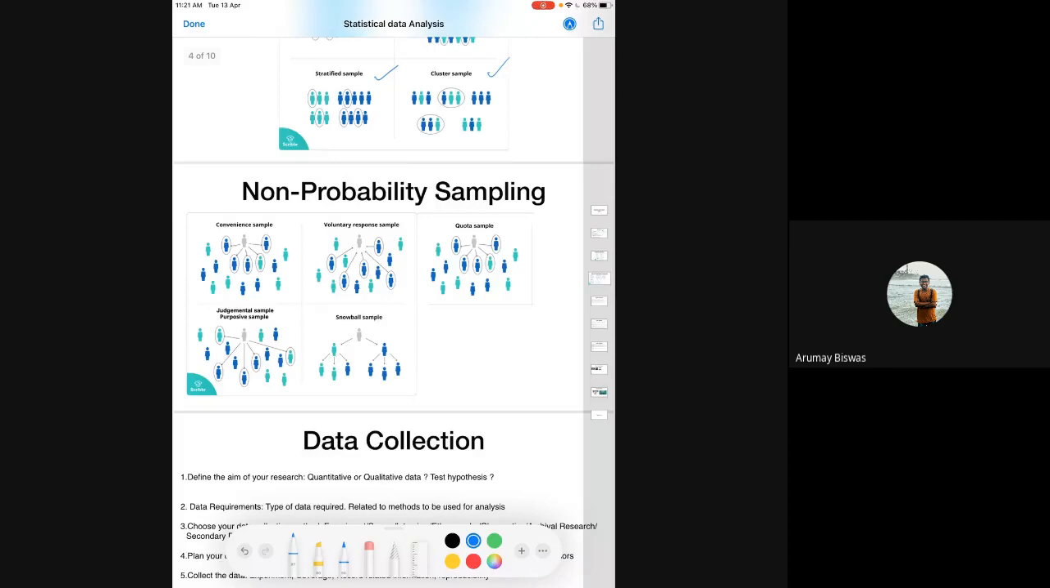And then what is non-probability sampling? So what are the types of non-probability sampling? There is the convenience sampling, which means you take a sample that is convenient for you. Let's say you want to do a survey on how online teaching is working, and you're a student of IISER Kolkata, it would be most convenient for you to do a survey inside IISER Kolkata.